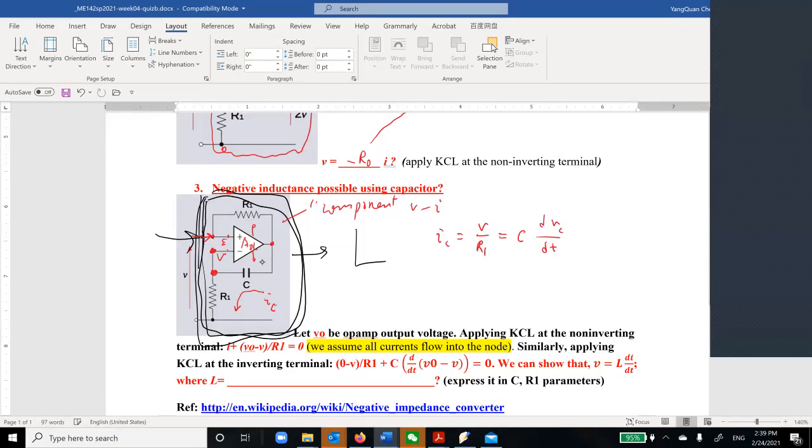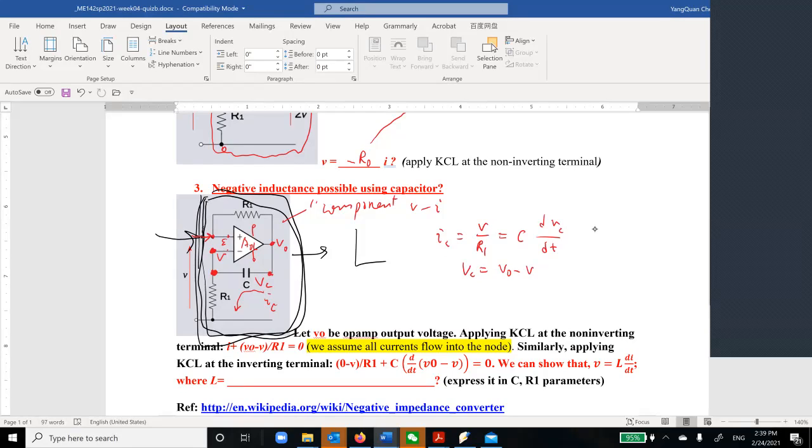Is that right? Assume the voltage across the capacitor is VC. So this one minus this one is VC. If this point is VO, what is VC? VC equals VO minus V. Do you agree? Across the capacitor, VO minus V is my VC.